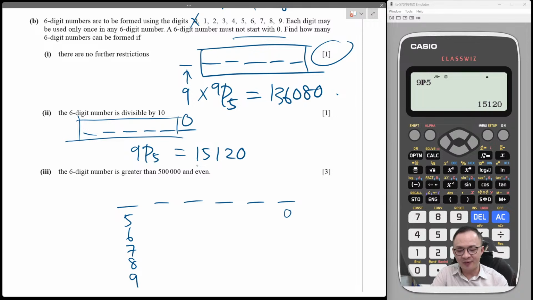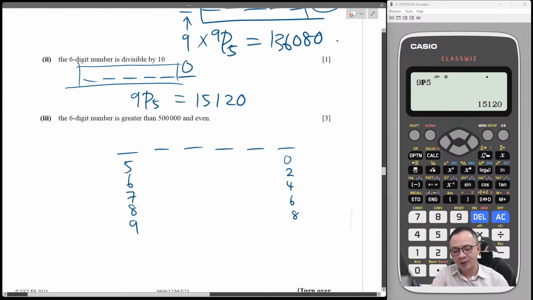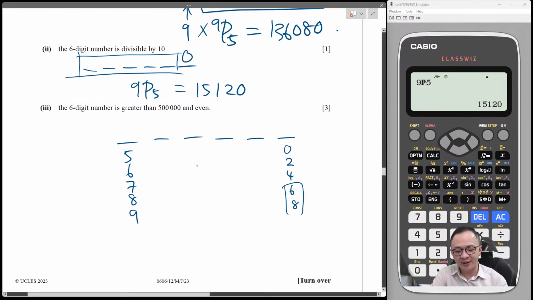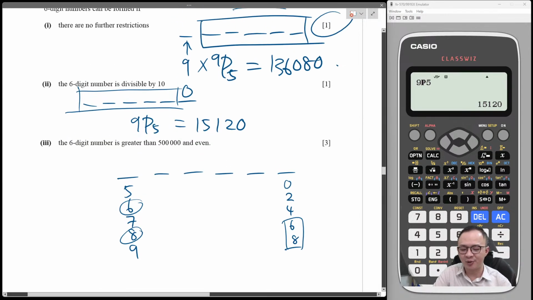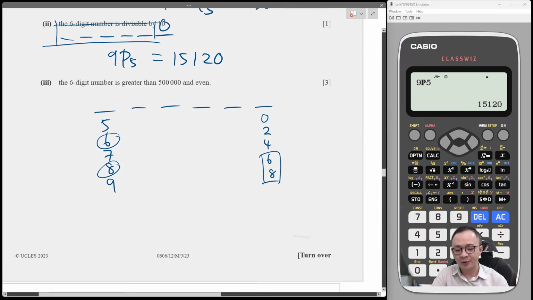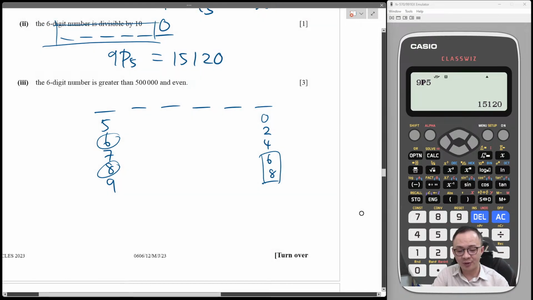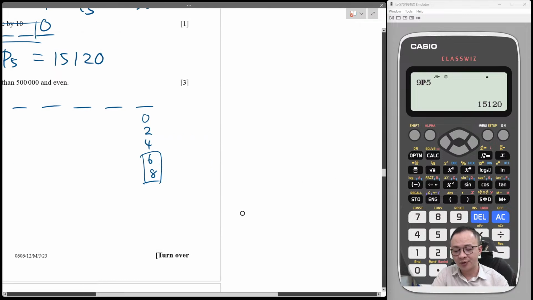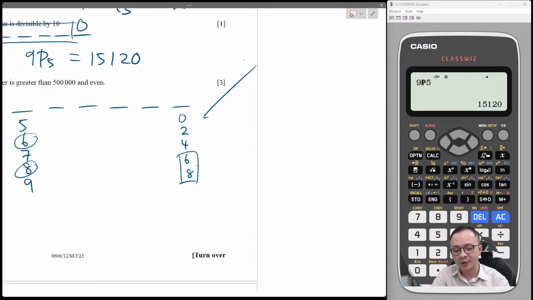Last digit must be even. 2, 4, 6, 2, 0, 2, 4, 6, 8. Okay, but 6 and 8 you can see they actually repeat already, right? So 6 and 8 I will just split them into another case. So okay, what's wrong? Okay, so here first, case 1.